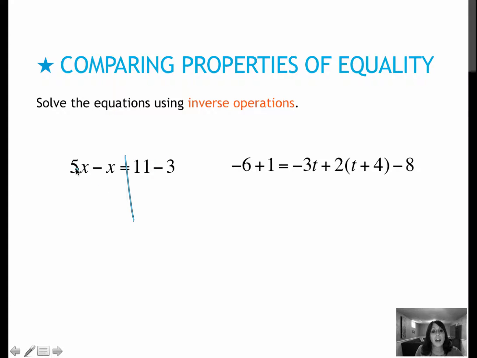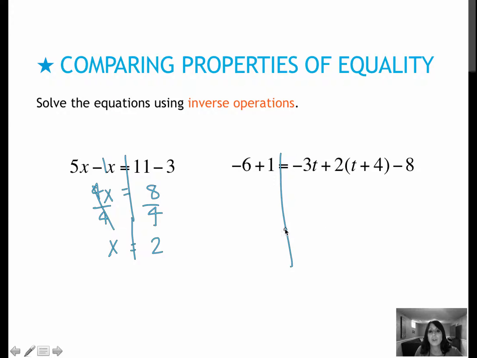For my first, I have 5x minus x. Remember, if there is no coefficient, there is just a 1. So 5 minus 1 is 4x. On the right side, 11 minus 3 is 8. And now this is a very simple question. I will divide by 4 on each side. On the left side, I get 1x, which is x. On the right side, 8 divided by 4 is 2.